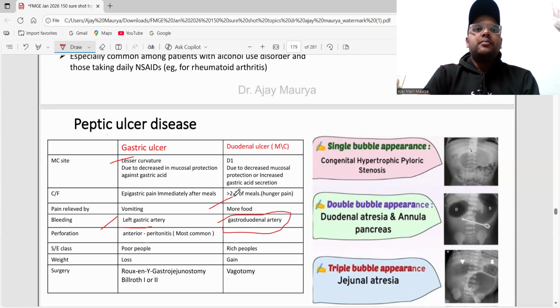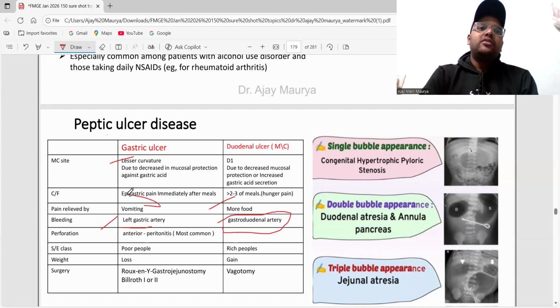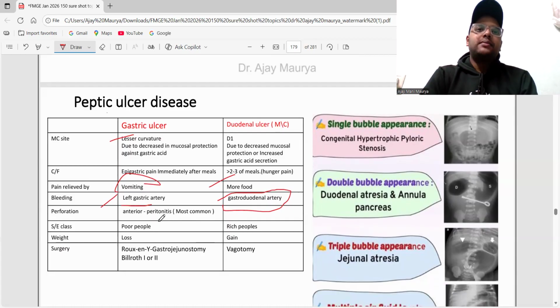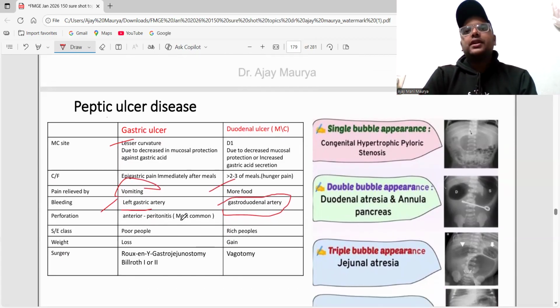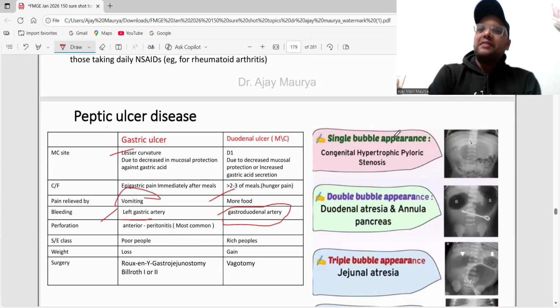Pain is relieved after taking food in duodenal ulcer, but pain will increase with food in gastric ulcer. Perforation, what? Anterior perforation, peritonitis most common here. Remember here there is the single bubble sign, double bubble sign, and triple bubble sign. Everyone knows about this one.